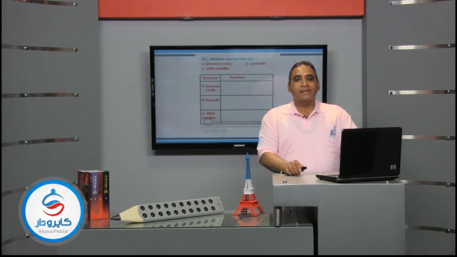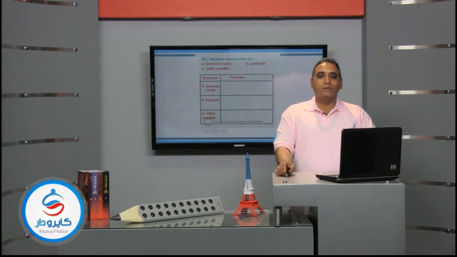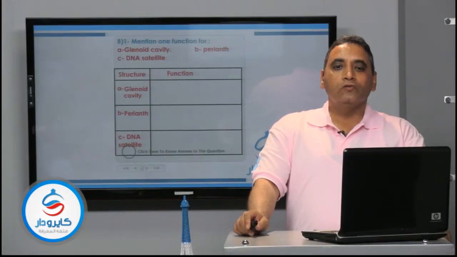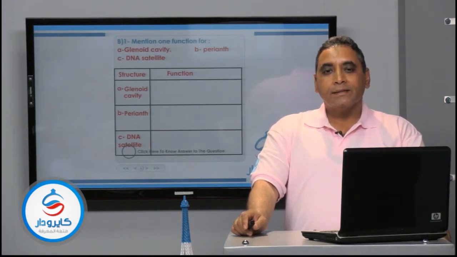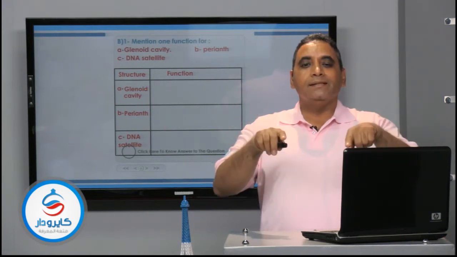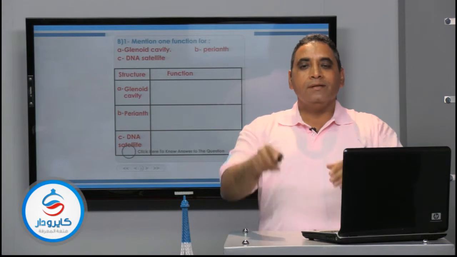Hello my dear students, in the revision of biology, question 2. Mention one function for each of the following: glenoid cavity, perianth, DNA satellite. We will form a table. In the table, the structure and the function.